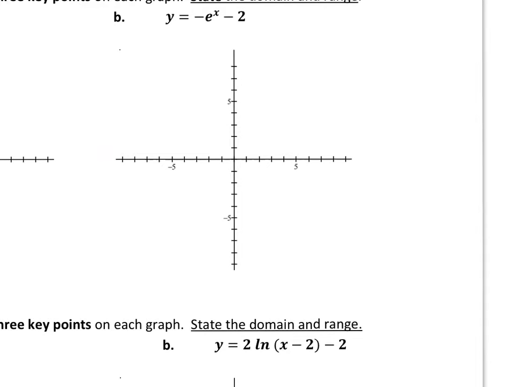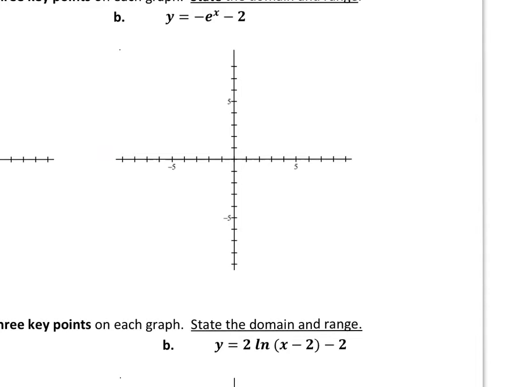Okay, now let's look at part B. So what is that negative out front going to do? Flip it over. It's going to change the signs of our y's, correct? And what's that minus 2 going to do? Shift it down 2, okay? Is it going to flip it over the x-axis? Correct, the x-axis. That's why it's changing our y values, okay?